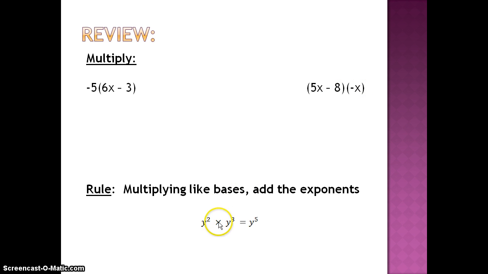Here's an example for you. If you have y squared times y to the third, the base is y, that's going to stay the same, and then you add the exponents, 2 plus 3, which gives you 5. We've done that in the past, but you're going to need to use that today.